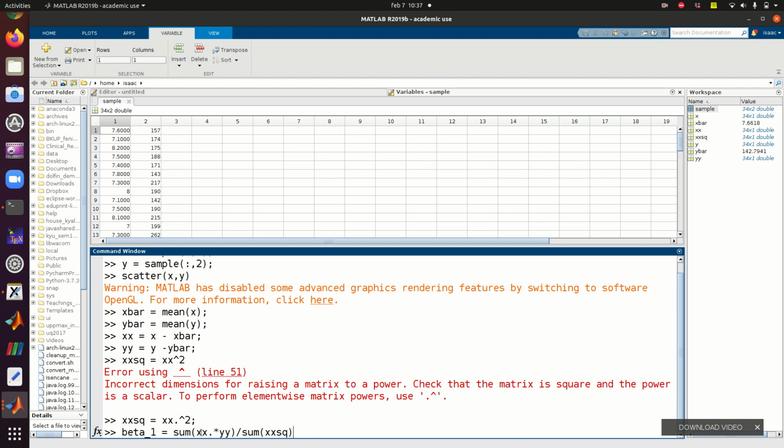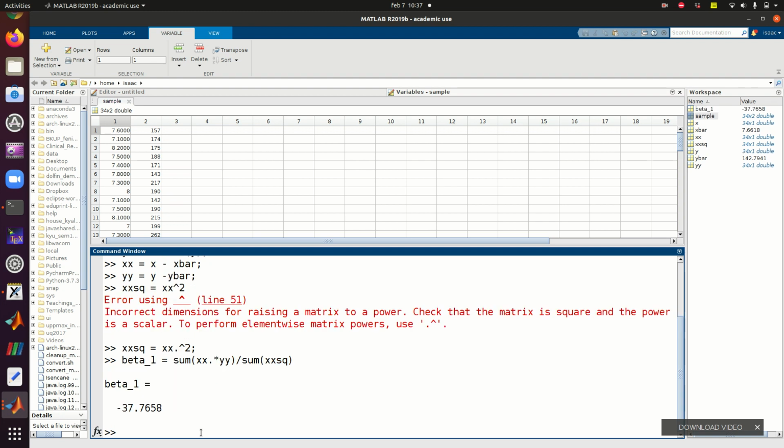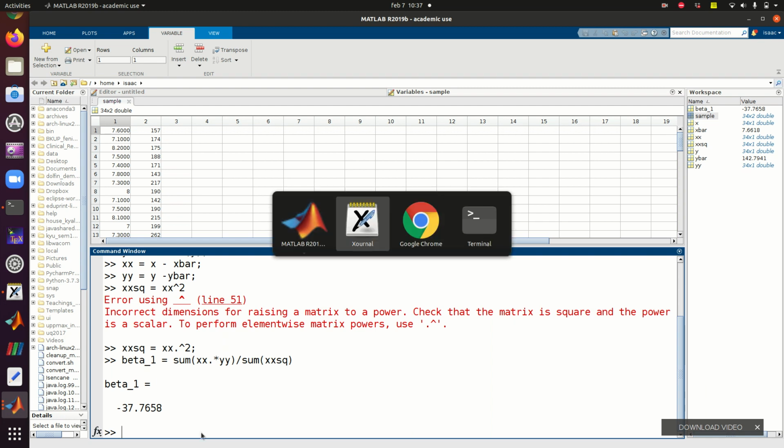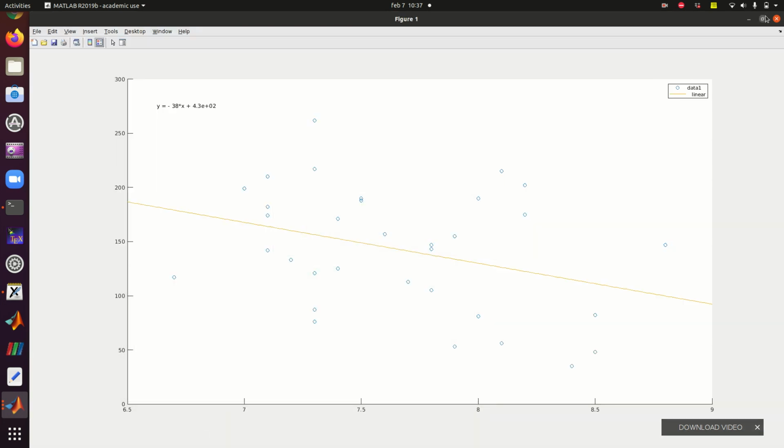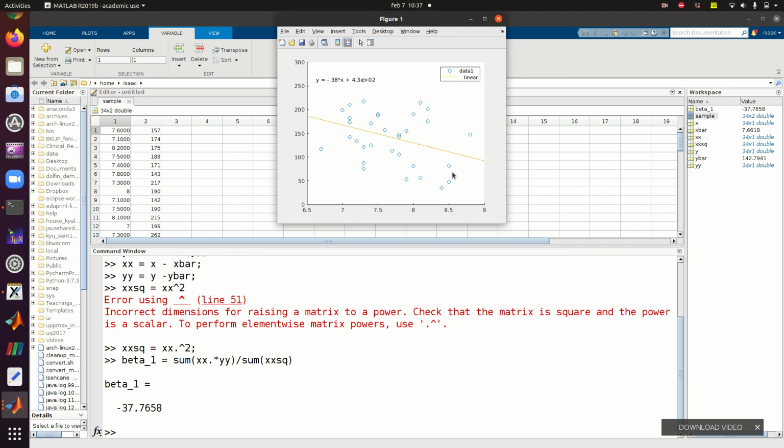If everything is correct, we should expect to get our beta 1, which is negative 37.7658. Let us see how it compares with the value we had before. Yes, almost: this is negative 38, and this is negative 37.